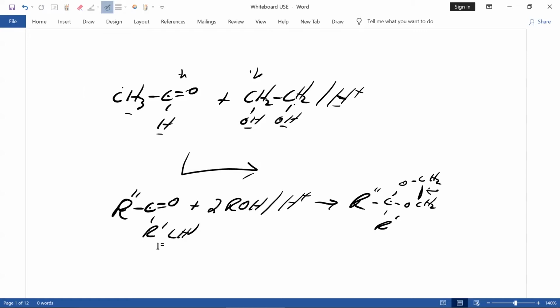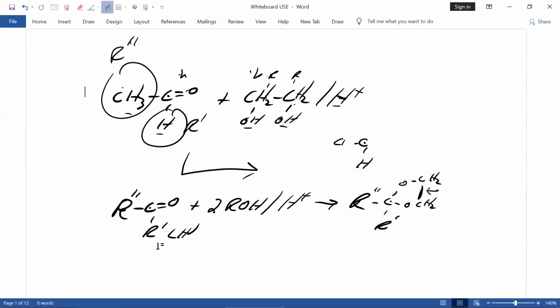And so here, what's R prime? This hydrogen. What's R double prime? That methyl. Then these two CH2 are R. And therefore, what's attached to the carbonyl carbon, R prime, R double prime, are still there. I have two oxygens. What's my R group? CH2. But don't forget, you don't break carbon-carbon single bonds.